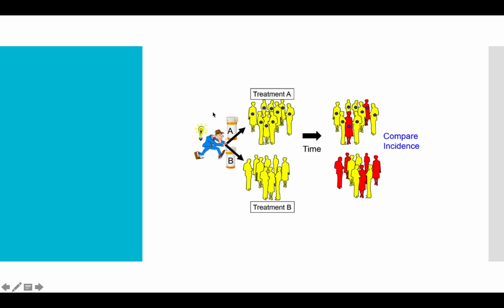This is some overview about the RCT and cohort. Usually within the population, we sample the population, we give treatment A and treatment B, and then we follow them over time, and we see which group has the incidence or health outcome that we are interested in our study.